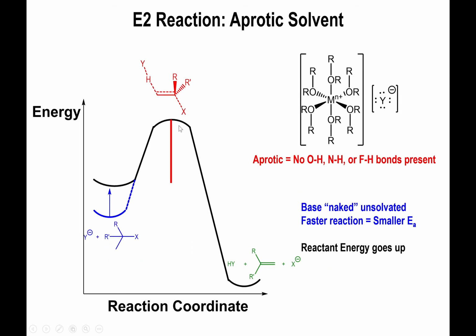So in E2 reactions, you want to avoid using protic solvents, and if at all possible, aprotic solvents are the way to go, because that will leave your base naked. And leaving your base naked means that you're going to make it definitely way more reactive. You're not stabilizing it at all. You're giving it its full potential to react. So this automatically raises the energy of the reactant, and it also lowers the activation energy.